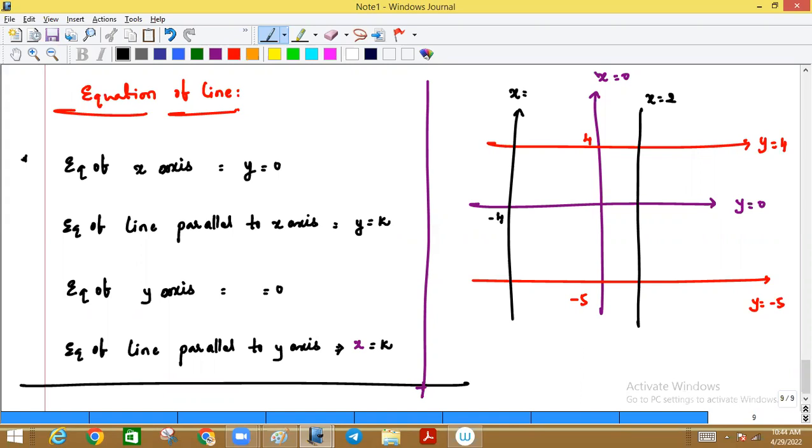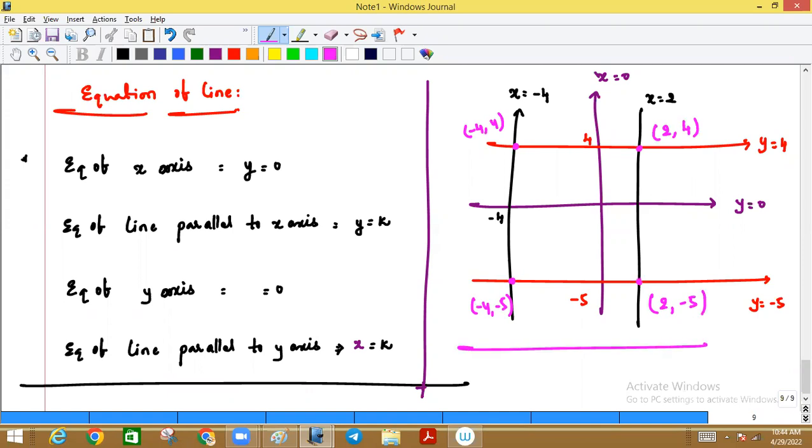Let's say x is equal to -4. Now see here. This point is -4, 4. This point is 2, 4. This point is -4, -5. This point is, tell me what it is. x equal to 2, y is equal to -5.